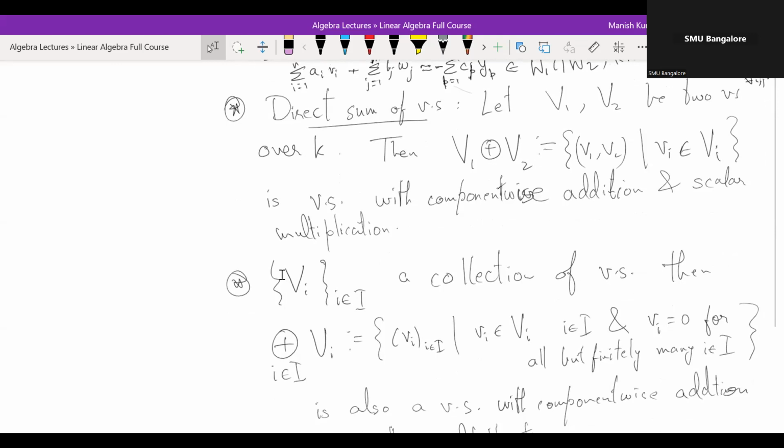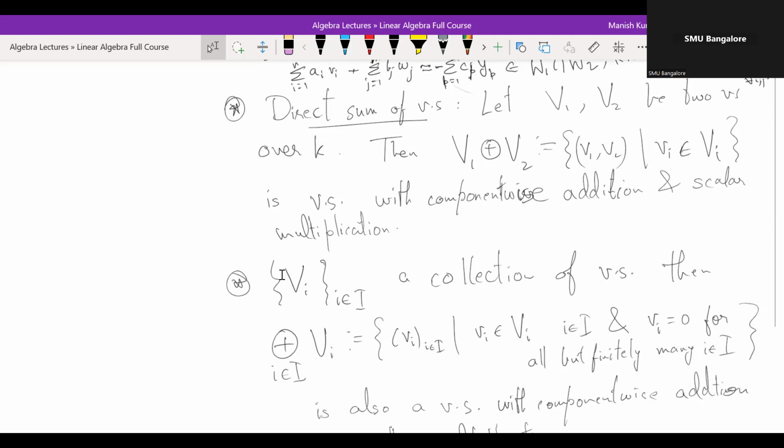And then if you only do that, then it's not the direct sum. So you also want to insist that most of these v_i must be 0. So v_i is 0 for all but finitely many i in I. Only finitely many are allowed to be non-zero in this I-tuple. The rest is assumed to be 0. Then this set is called the direct sum of the V_i's.